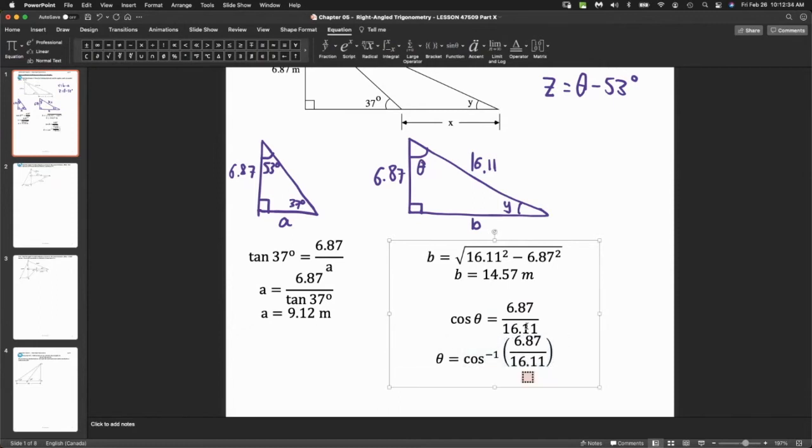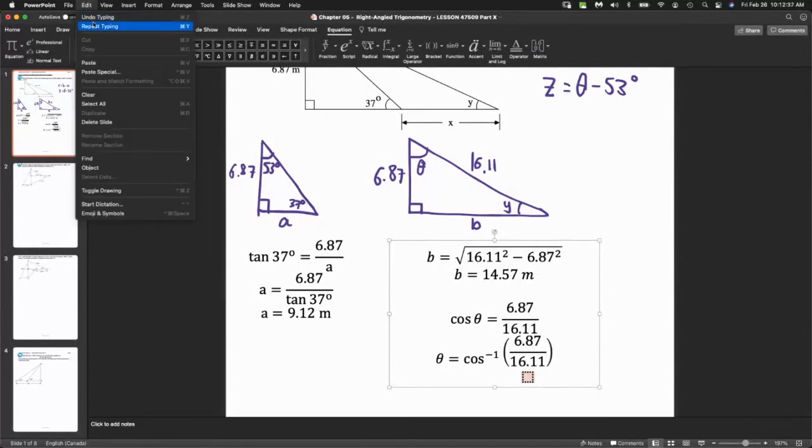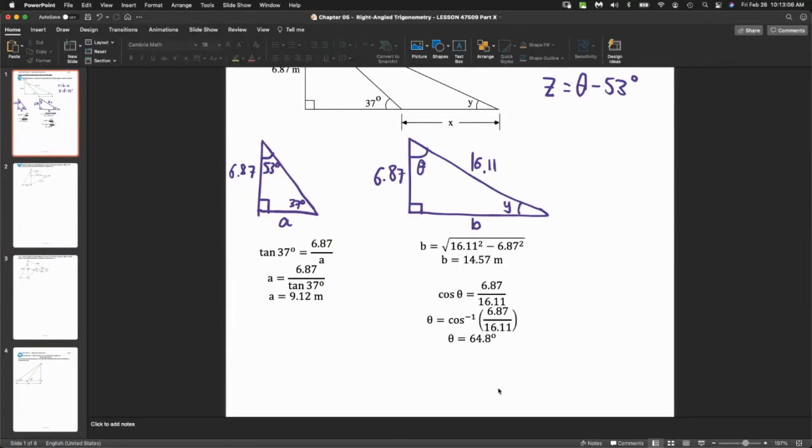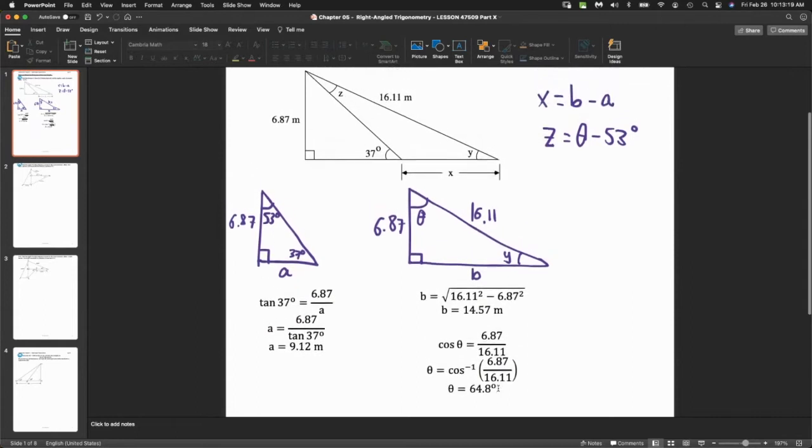Okay, so I did that. And eventually, I got theta is 64.8 degrees. All right, so once you have theta, then the question is almost done. So far on the original diagram, we haven't solved for x, y, or z. So it seems like we're kind of hopeless right now. But don't worry, my friends, we're in the home stretch now. Here's the rest of the answer to the question.